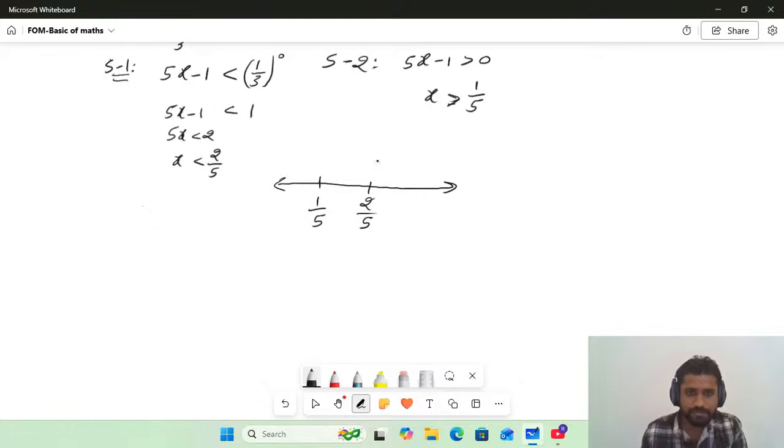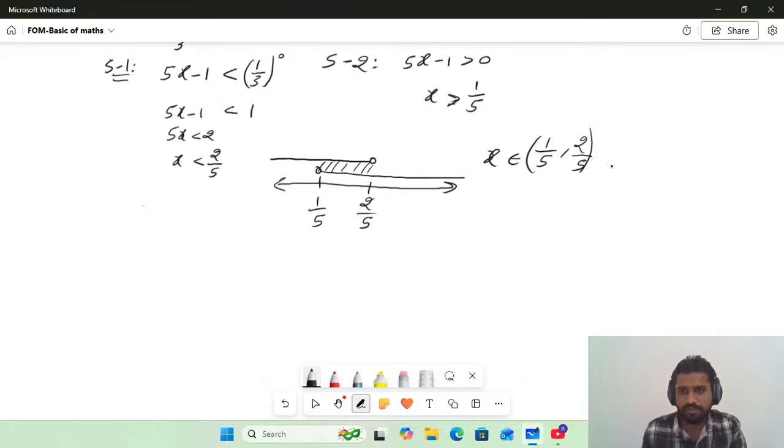Now what is the intersection part? x less than 2 by 5 will be from minus infinity to 2 by 5. x greater than 1 by 5 will be from 1 by 5 to infinity. So what is the common part for these two intervals? The common part is x belongs to 1 by 5 comma 2 by 5, open. So this is the answer for this question.